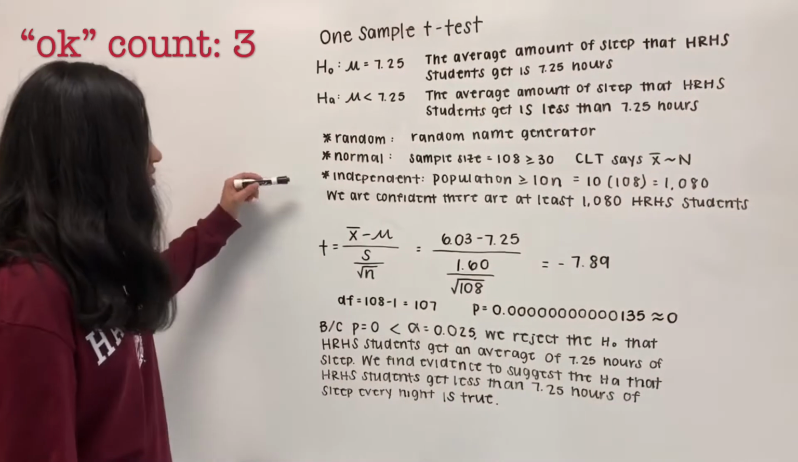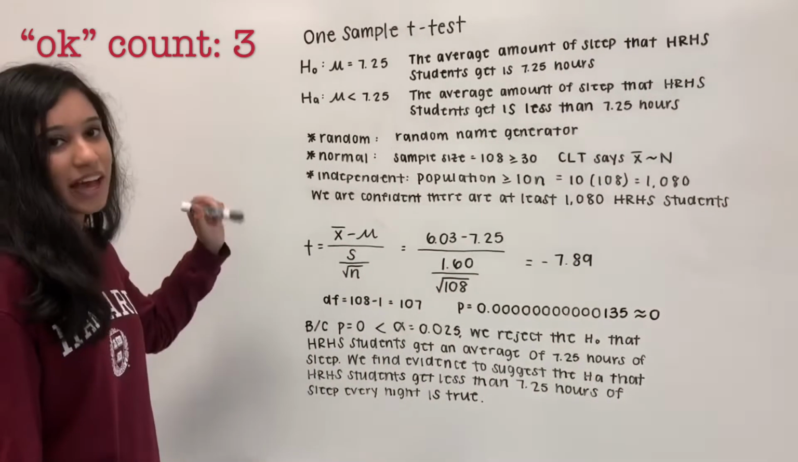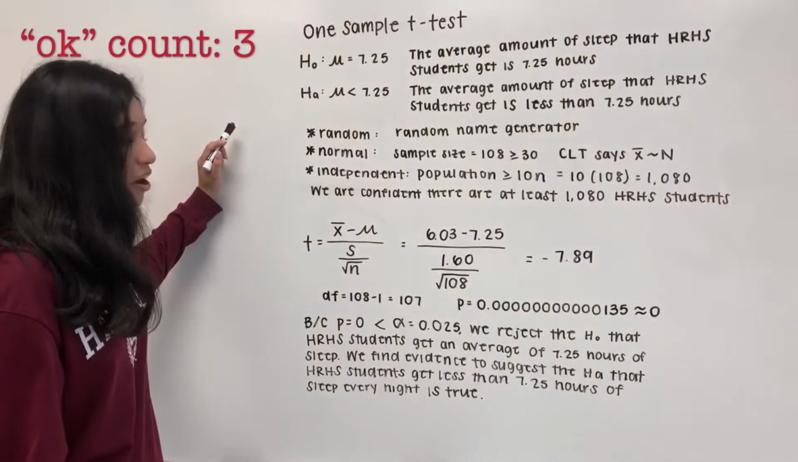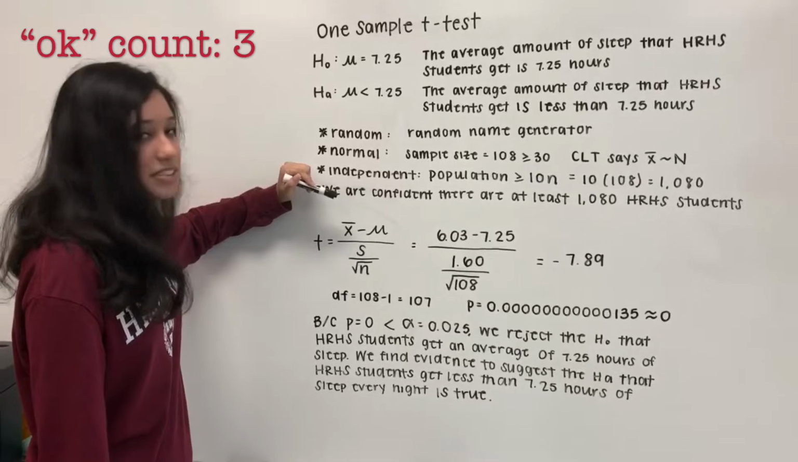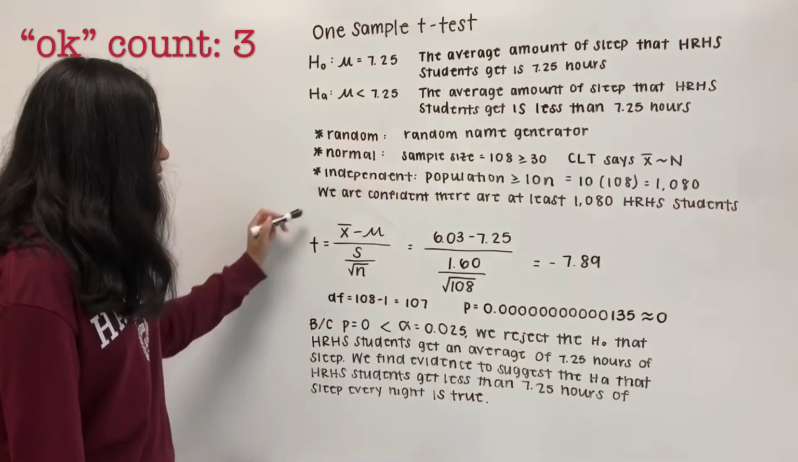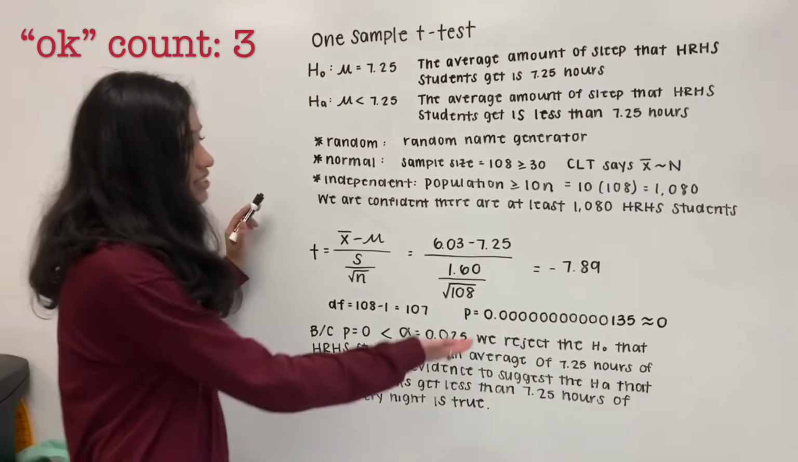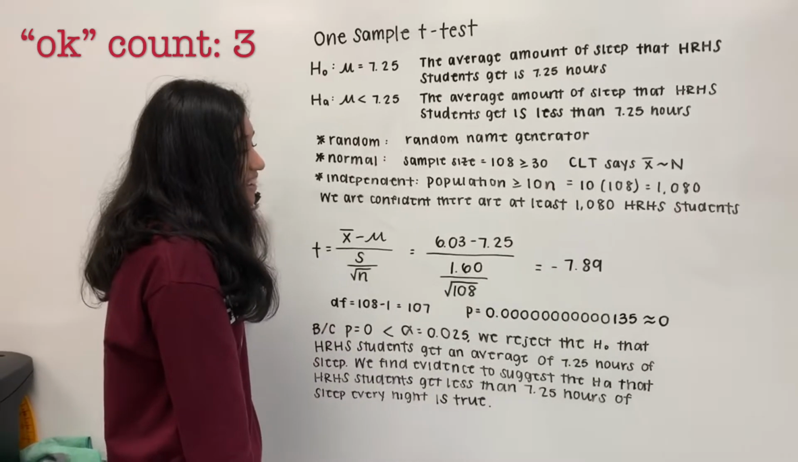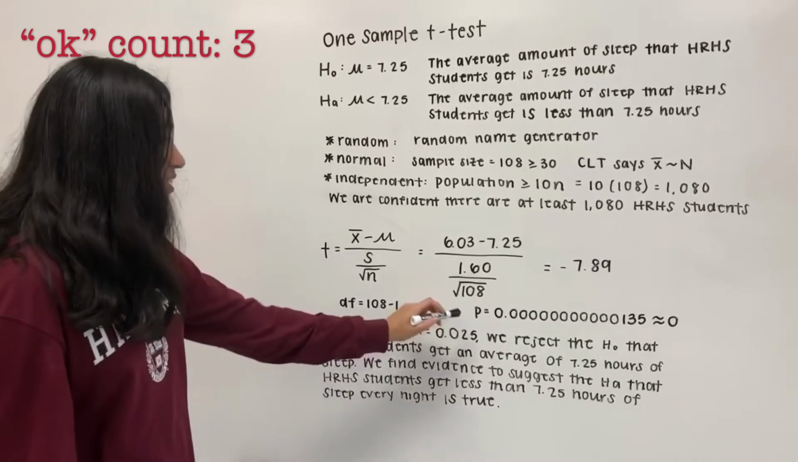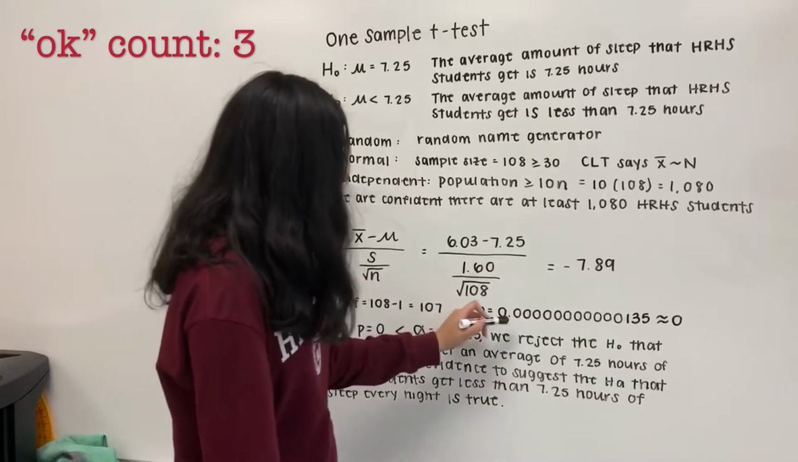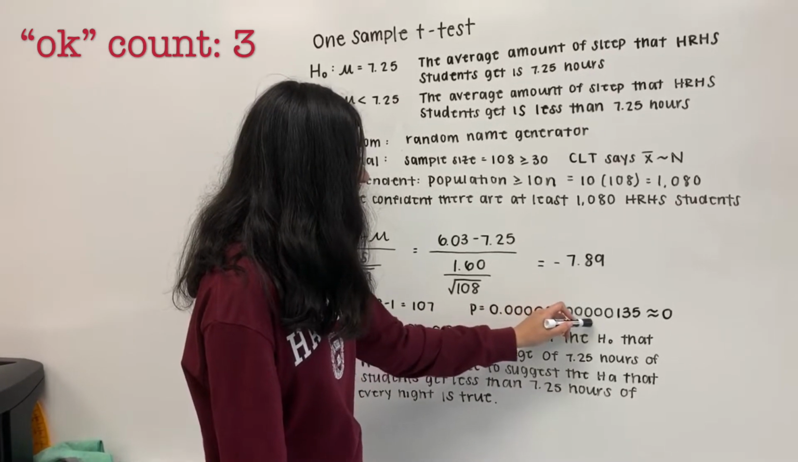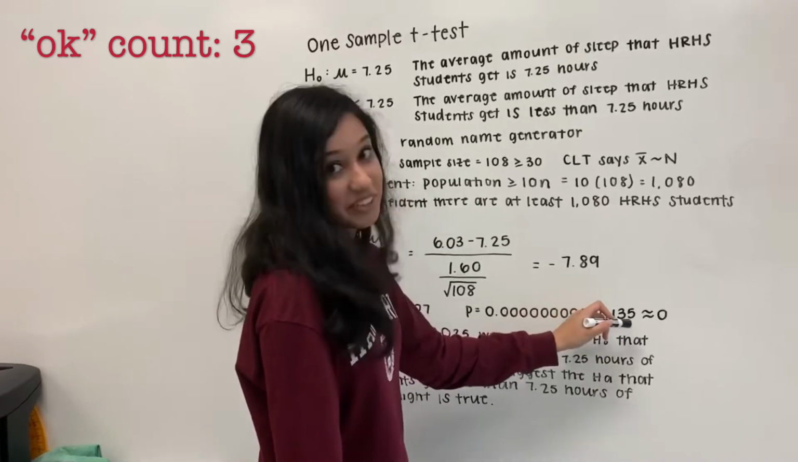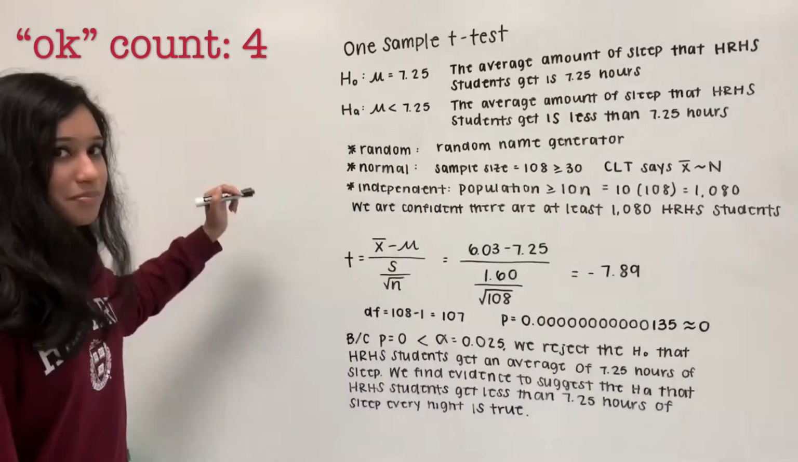Okay, so out of all the samples we took, they all wrote down the average amount of hours of sleep they got on a school night, and the average of all of the samples was 6.03. So if we put that into the t statistic, we get that t is negative 7.89, and then the p-value is 0.000000000000135, which is approximately 0.